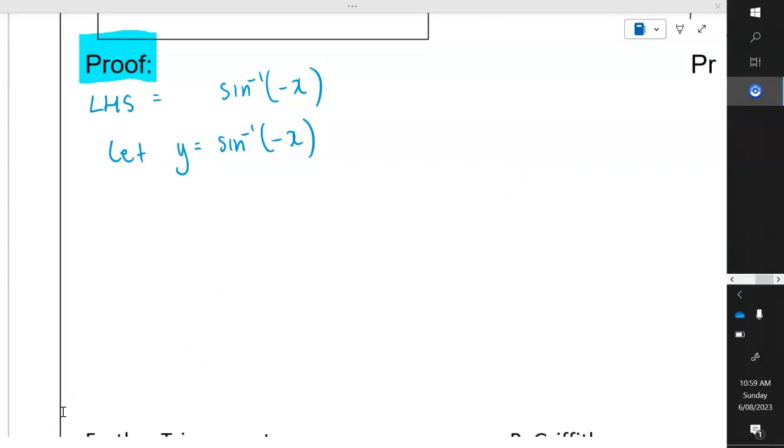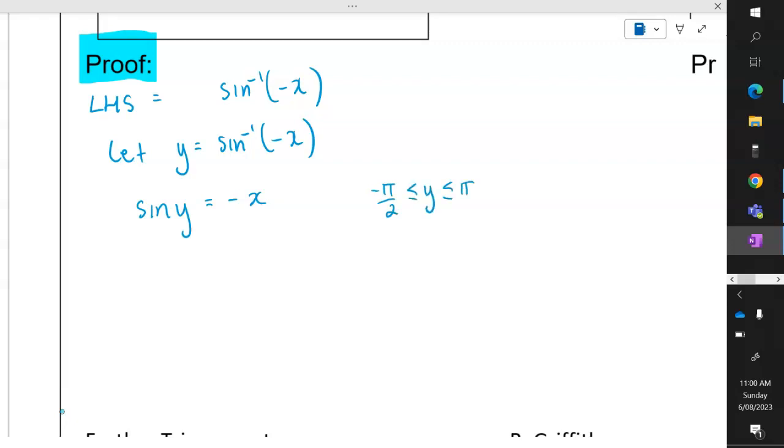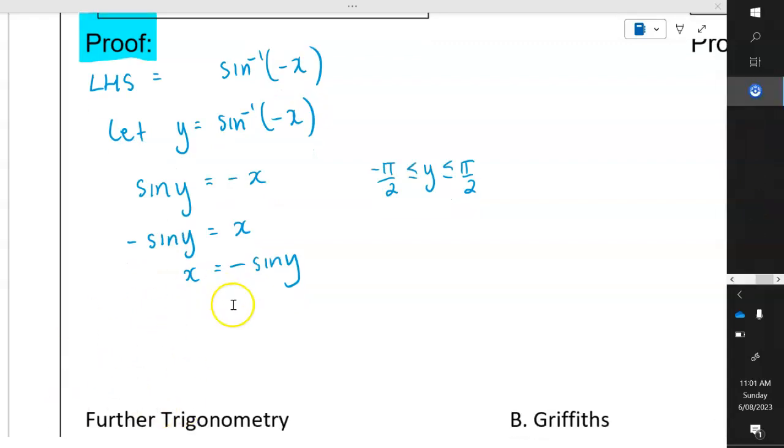Now we can also write this as sine of y is equal to minus x, but we've got to remember that we are in a restricted domain here, so we're between minus pi on 2 and pi on 2 for this to occur. If I divide both sides by this minus 1, I can say that minus sine of y is equal to x, and I might just neaten that up by writing it as x is minus sine of y, because I always like to have the main unknown on the left-hand side.